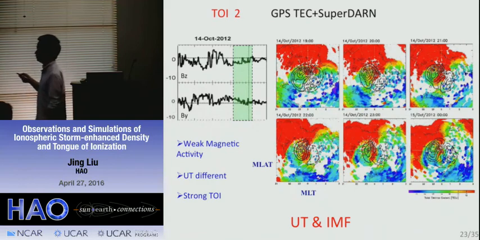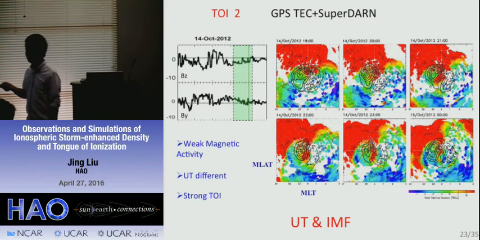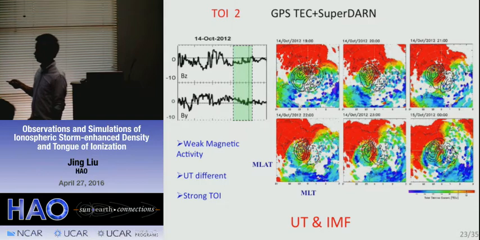However, with the same color scale, in the second one we see the IMF Bz is very weak, quite close to 0. By is also weak. That is very weak magnetic activity, but the TOI intensity is stronger. It should be mentioned that the TOI occurred at different UT. The previous one is about 9 UT, and this one is about 20 UT.